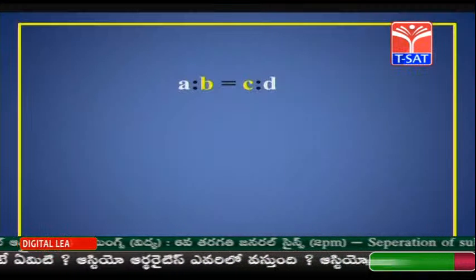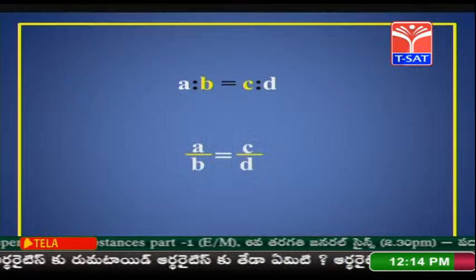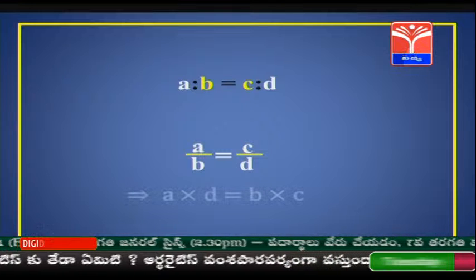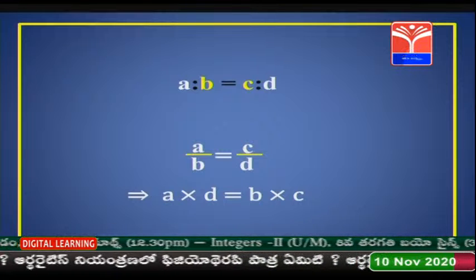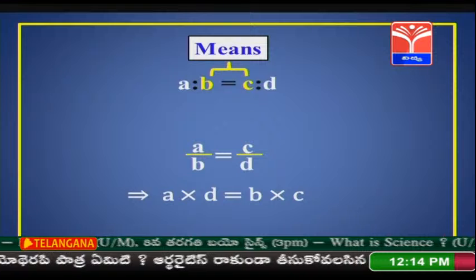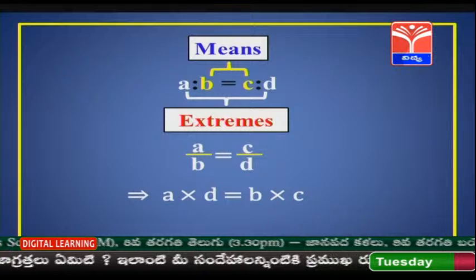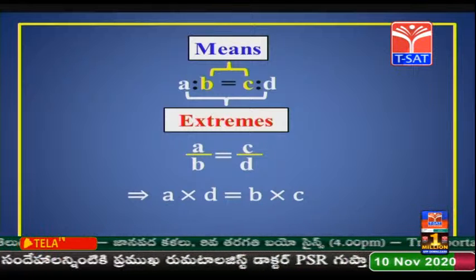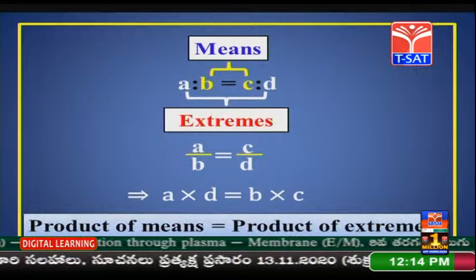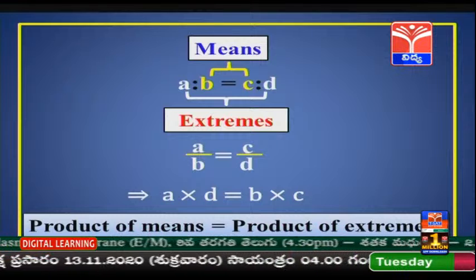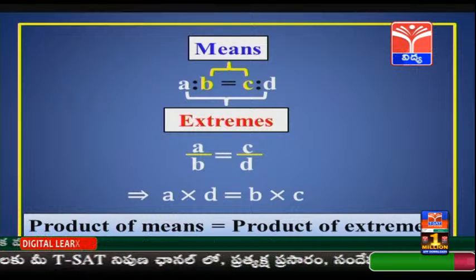Now, consider the ratio A is to B equal to C is to D. That means, I can write A by B equal to C by D. Now, on cross multiplication, what do you get, children? Yes, A into D is equal to B into C. Now, here B and C are called means. Now, what about A and D? Yes, they are called extremes. That means, if you notice, A into D is the product of extremes, and B into C is the product of means. Hence, whenever four quantities are in proportion, we can say product of means is equal to product of extremes.